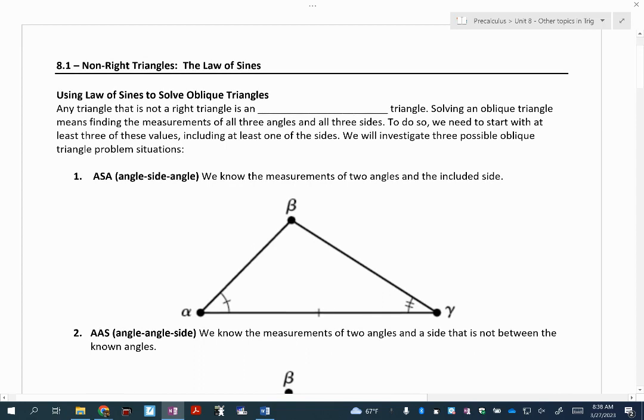My hope is that you experienced some of this in your geometry class a few years ago, but if not, no worries. We got time to practice during this year. So we're going to look at triangles that are not right triangles, all right? And these are called oblique triangles. So our triangles that we'll be working on in this unit will not be right triangles.